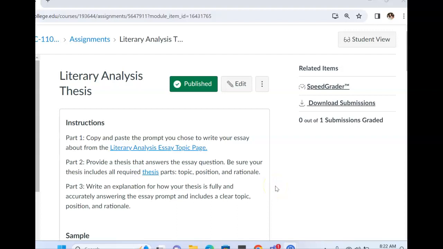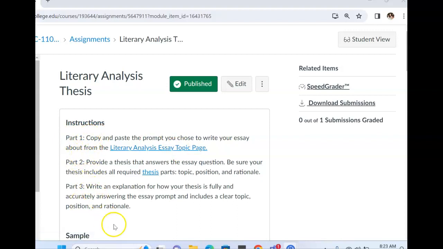For the literary analysis thesis assignment, you are going to create a working tentative thesis for your essay, which means, because it's working and because it's tentative, that it is likely and should change as you go through the writing process. But the assignment is intended to do a few things. First is to get you thinking about the essay prompt that you chose, as well as how you want to approach that essay prompt. And it's to help me see your thinking so that I can best advise you as you move forward. So, there are 3 parts to the assignment.